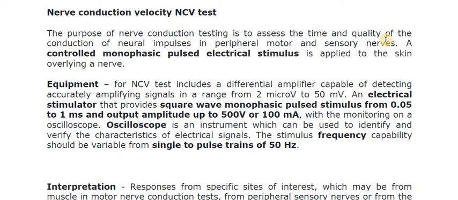Now we are in the next leg of our electrodiagnosis, and we will be discussing another very important clinical diagnostic procedure, and that is nerve conduction velocity, also known as the NCV test. This test can be done for motor and also sensory neurons, or peripheral motor and sensory nerves.